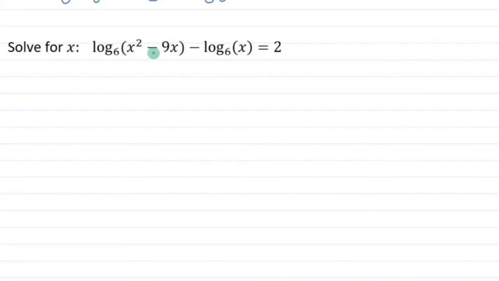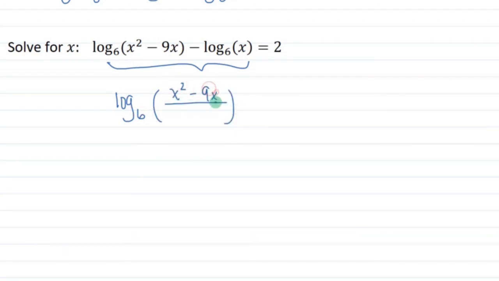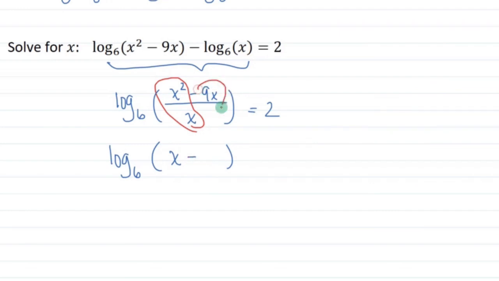So in this case, the top one would be x squared minus 9x, and the bottom expression would be x. So this is the same as log base 6 of a fraction, and the top of that fraction would be x squared minus 9x, and the bottom would be x, and that's a 2. Let's simplify this over here. So this is going to be log base 6. Now we can split the fraction, and that would give us an x right there, and this would give us a negative 9, right? And now we have that.